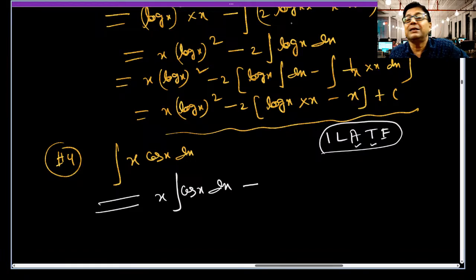And another common logic is, if we take x as the second function, its integration is x square by 2, next time it will increase, it goes on increasing. It will never be terminated.